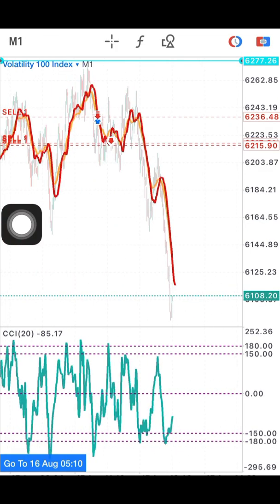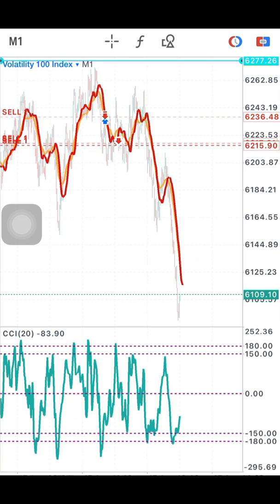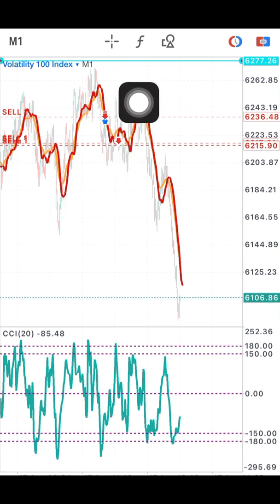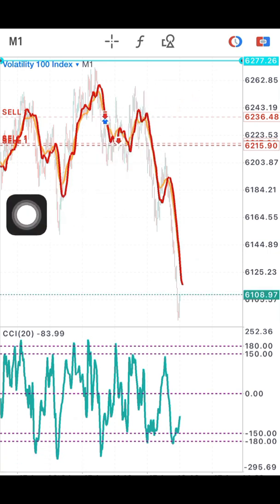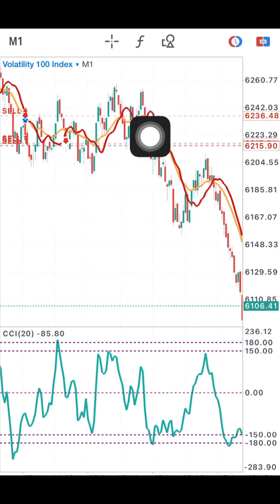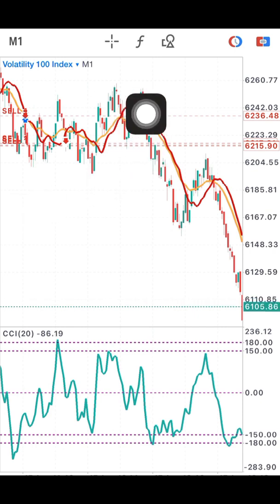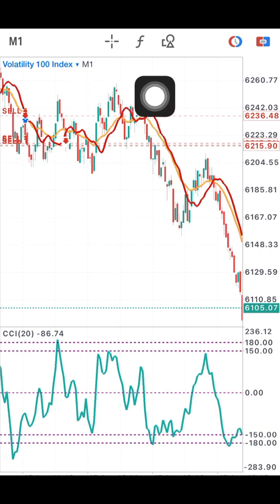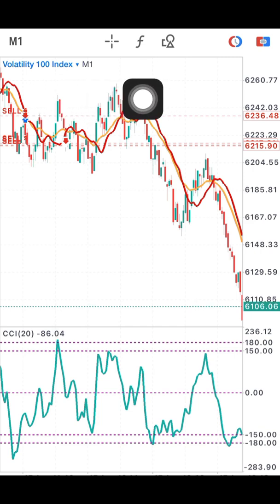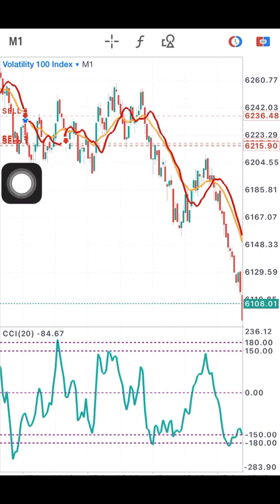Using the 1 minute time frame, this is why I get my confirmation here. You see the red and the yellow moving average cross each other here, and there was a double bottom confirmation on top of this area around this point. I'll point it out for you.